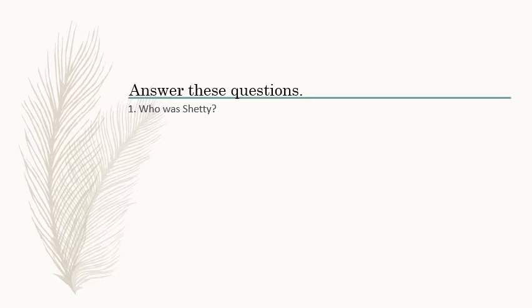And then we have to see whether it is in the past, present or future. So as here is the word was, it represents past. So we will write Shetty was. Now who was he? He was a magician. So the answer is Shetty was a magician.